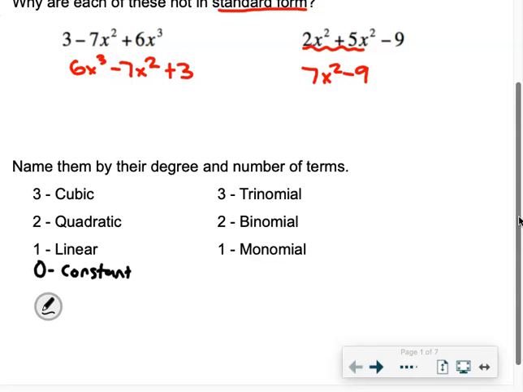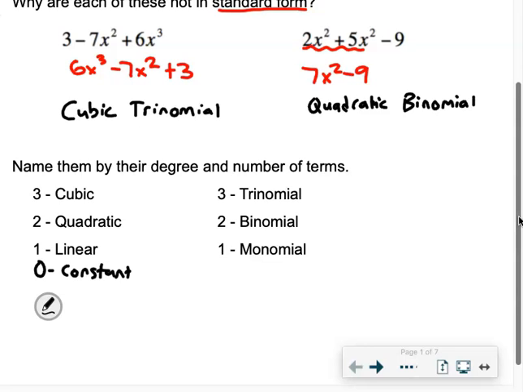So the one that's up on the left here, the biggest exponent is 3, which makes it a cubic. And there are 3 terms, which makes it a trinomial. The biggest exponent for the second one is 2, which makes it a quadratic. And then we have a binomial. There are 2 terms. So that's just a little bit about naming.